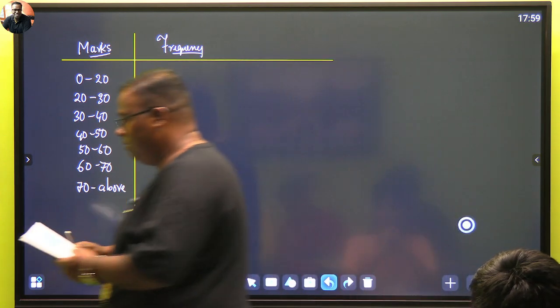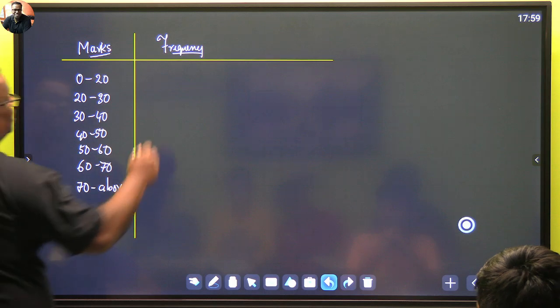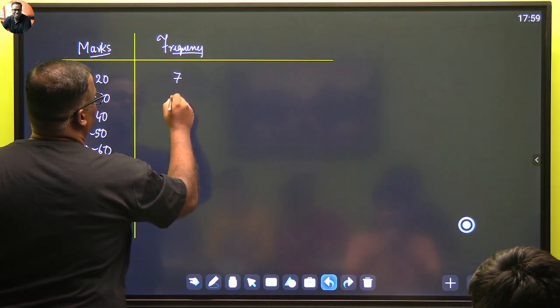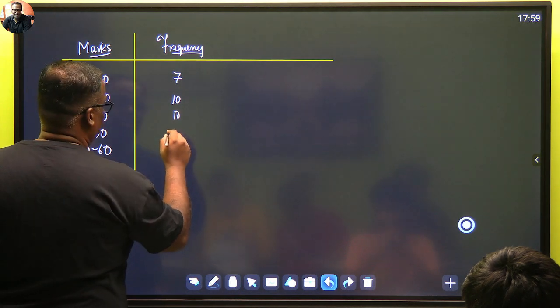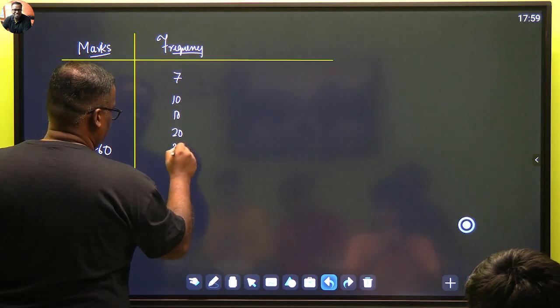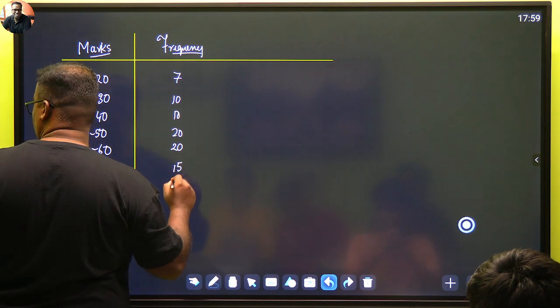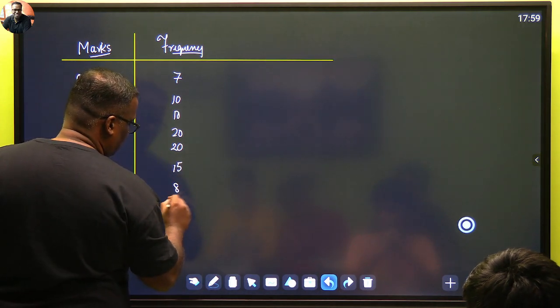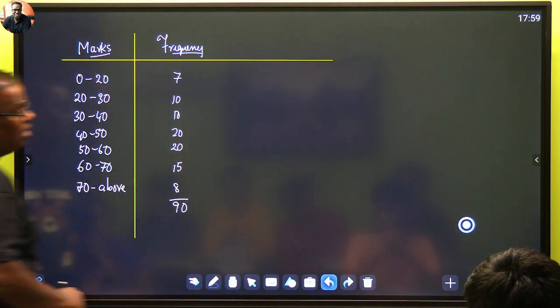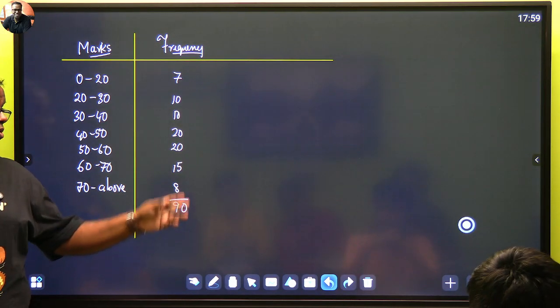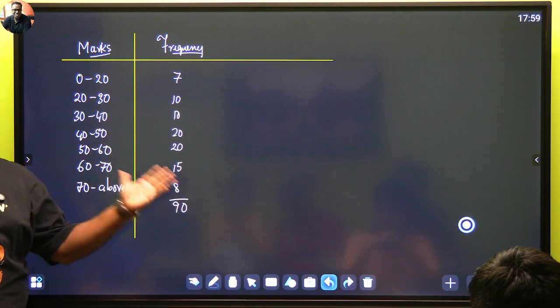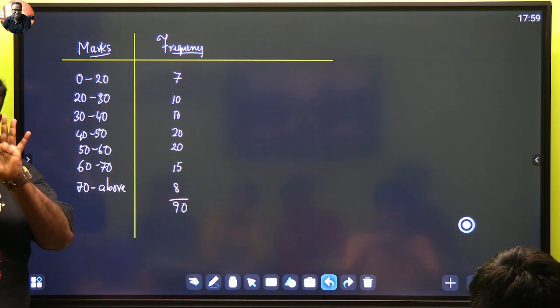ठीक है, अब यहाँ पे datas डालते हैं. The datas are 7, 10, 10. So this is 7, this is 10, this is 10, followed by 20, 20, 15, 20, 20, 15, followed by 8. So overall 90. So what do you understand? How many children appeared in the test? 90 children appeared in the test. The scores of 90 children has been dropped in this particular class interval. Have you understood the problem or not?